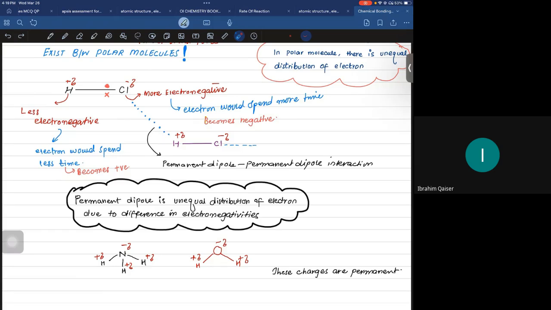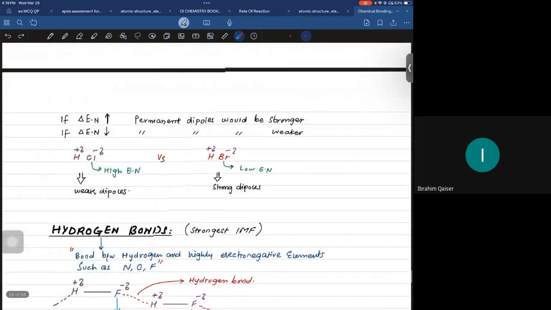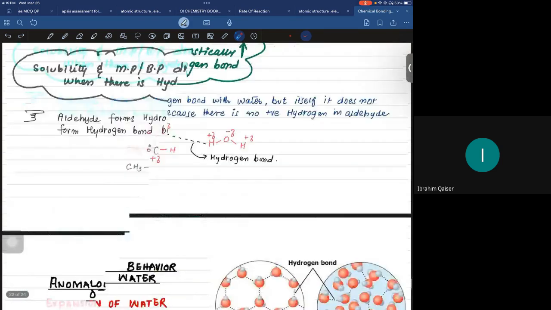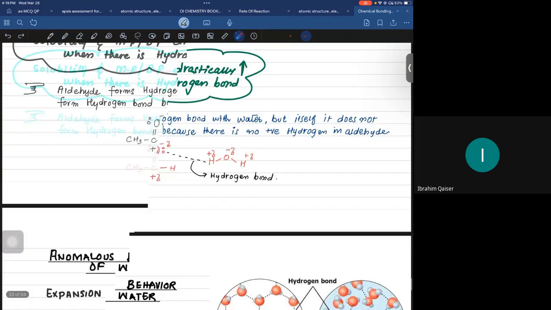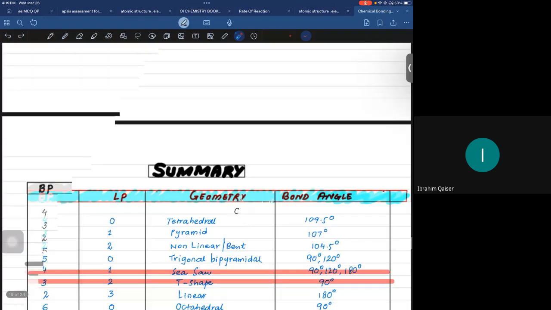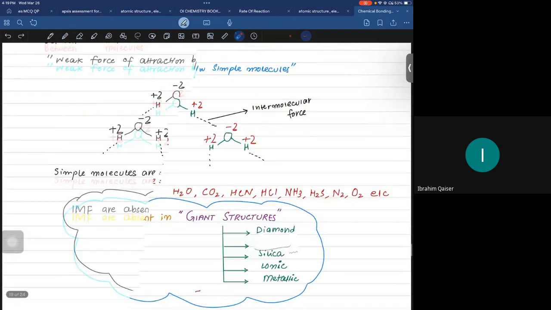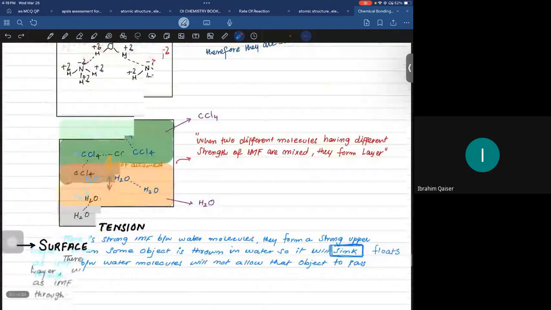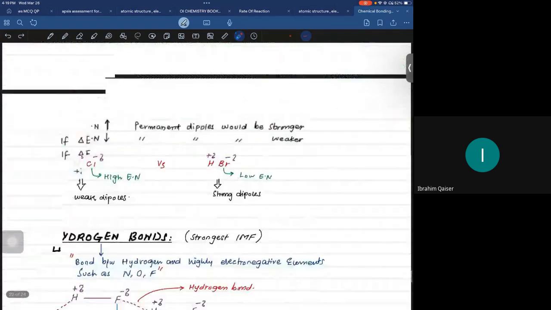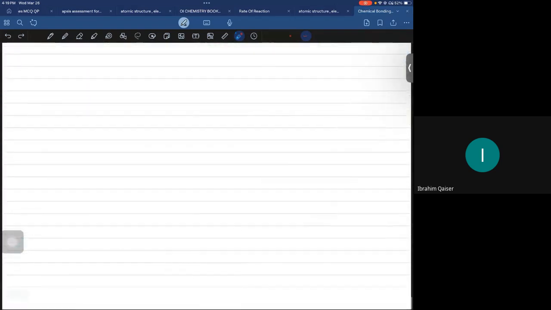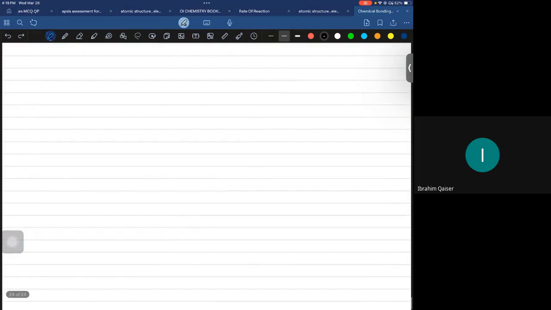When you study the temporary dipole, then you will be able to know what the difference is between temporary and permanent dipole. So let me first tell you what a temporary dipole is. See this, temporary dipole.